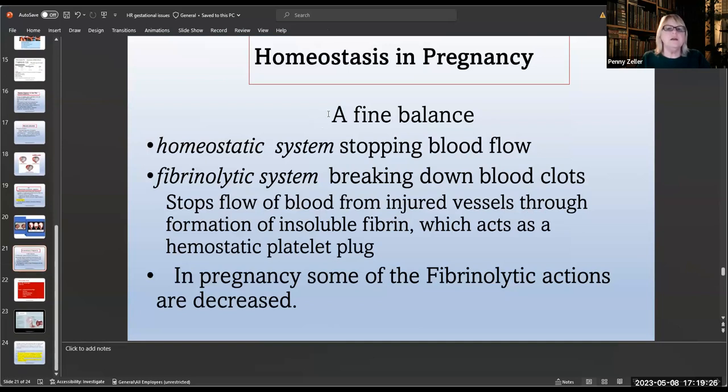Homeostasis in pregnancy. You know that during pregnancy, things change. We have more capability of clotting in the blood. Homeostasis means to balance blood loss with blood clotting. We have the homeostatic system that stops blood flow, and we have the fibrinolytic system, which breaks down fibrin clots. It's a balance. During pregnancy, she's more apt to have blood clots, and the reason it's set up this way is to help prevent postpartum hemorrhaging.